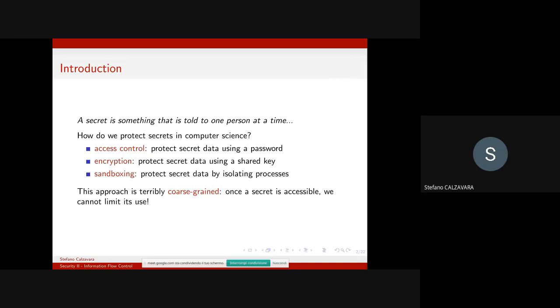And nowadays, this kind of protection mechanism is too coarse-grained, because the key problem with all these methods to protect secrecy is that once the secret data is revealed, we don't have any way to guarantee that the secret data is not further shared with other people. If I can access the secret data using a password, I can read the data and send the data to some other party. And similarly, if I have a shared key, I can decrypt the data and then share the plain text with other parties. So the problem is that once a secret is accessible, we cannot limit its use.